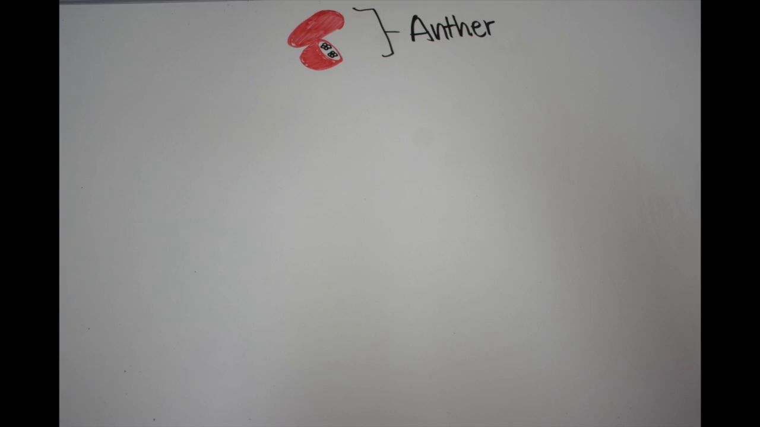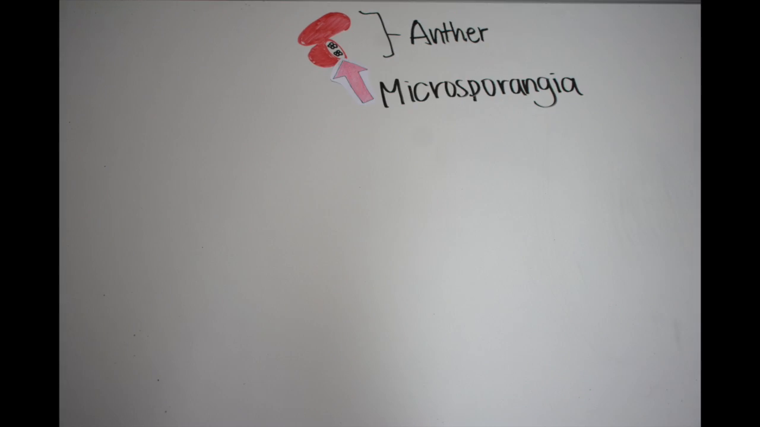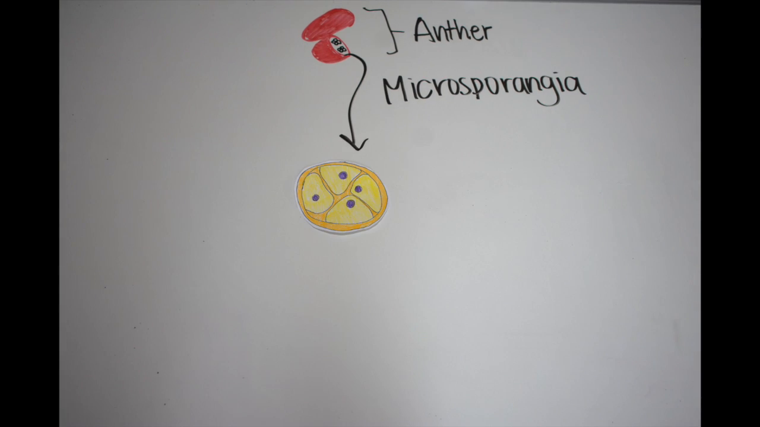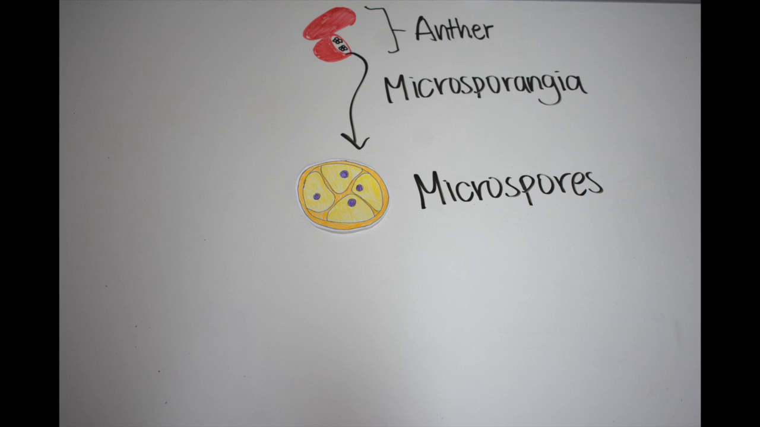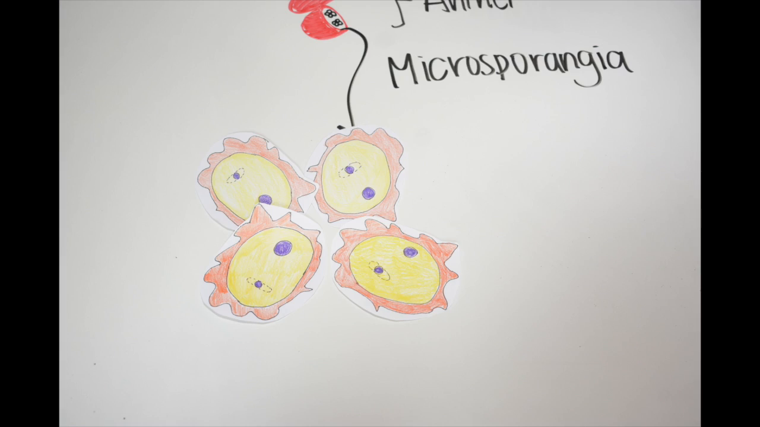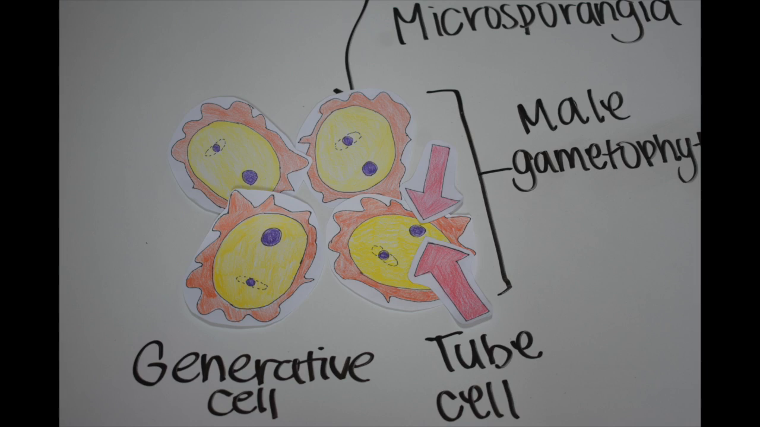Within the microsporangia or pollen sacs of each anther is where the male gametophyte develops. Each microsporangium contains diploid microsporocytes, and they all go through meiosis to produce 4 haploid microspores, developing into a pollen grain. The mature pollen grain will form 2 sperm and a tube cell.